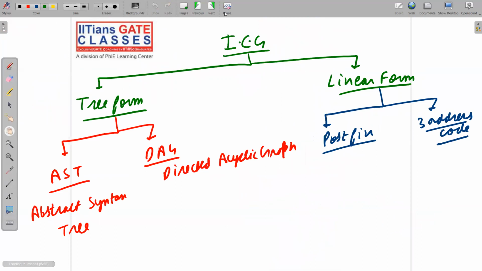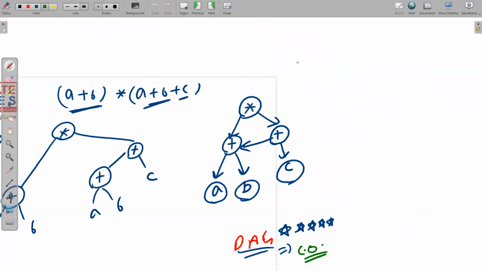Now see the previous slide, postfix and 3 address code. Postfix, I think you already know. I should not show it, but let me just give you the idea of how you will convert this into postfix. First A plus B will be done, so we will get AB plus. Then again this will be done, so AB plus, then plus C. Then multiplication. So AB plus C plus star. I think you already know, so I am not explaining it, because you have studied it in data structures and algorithms.